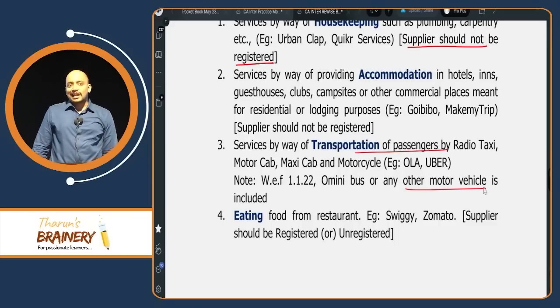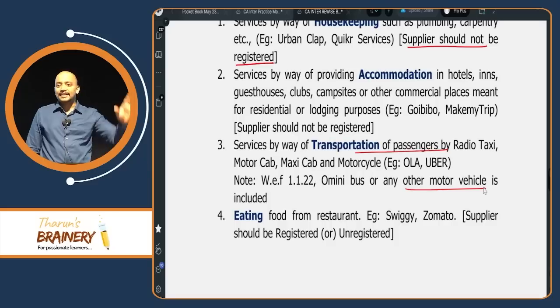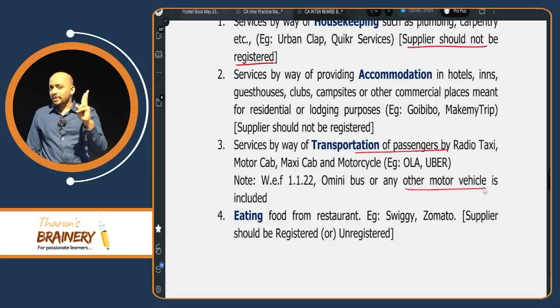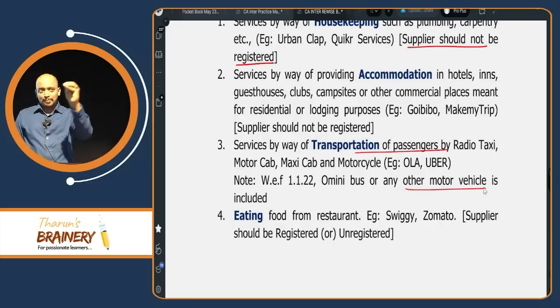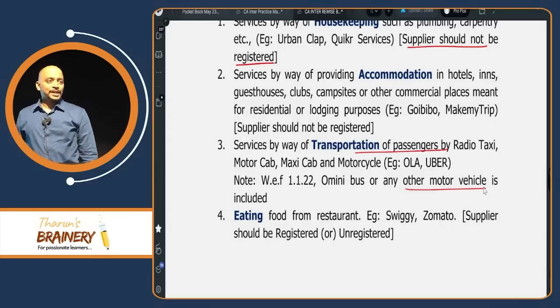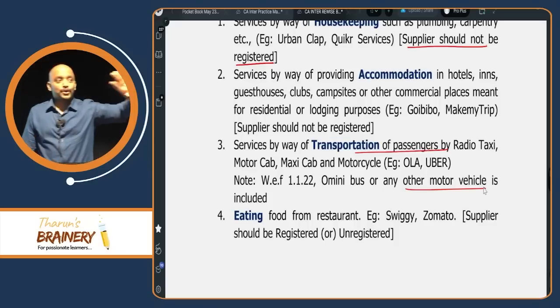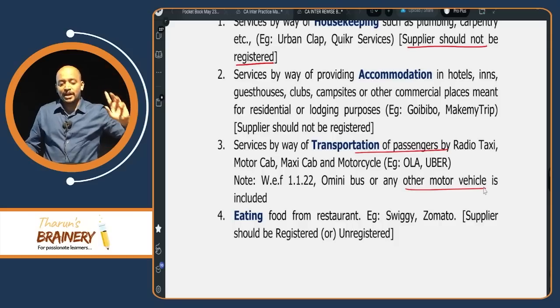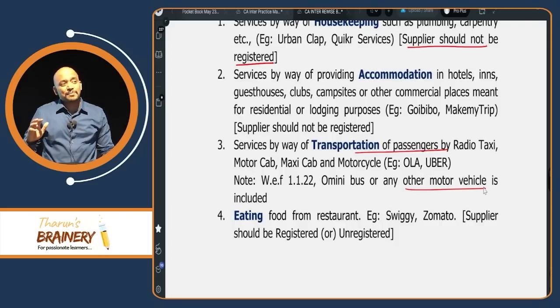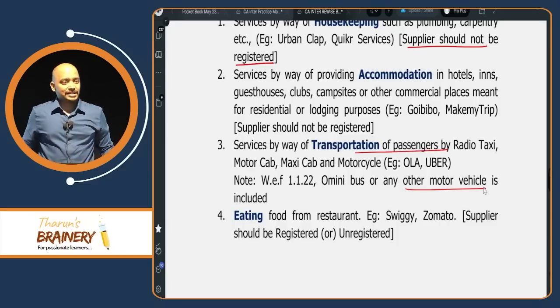Now, in this case, say for example, you book a cab through Ola. Who is the supplier? The driver. And the e-commerce operator? Ola. Who is the recipient? The passenger. So the passenger will pay some money. On that money, who will pay GST to the government? The e-commerce operator, Ola, will pay. What if the supplier is registered? Even then, it is a notified service. So for this transportation point, the supplier may or may not be registered. It will always be treated as a notified service.